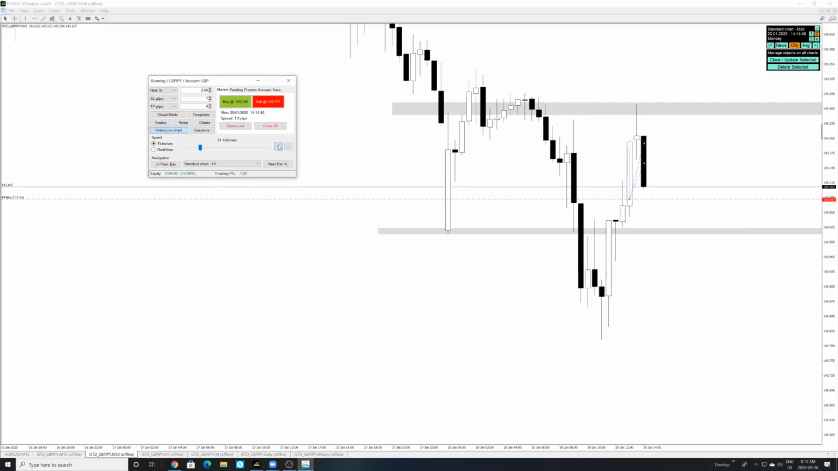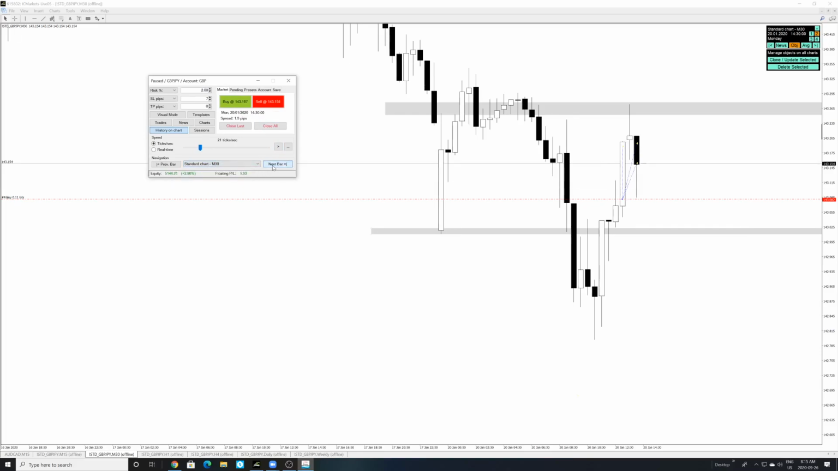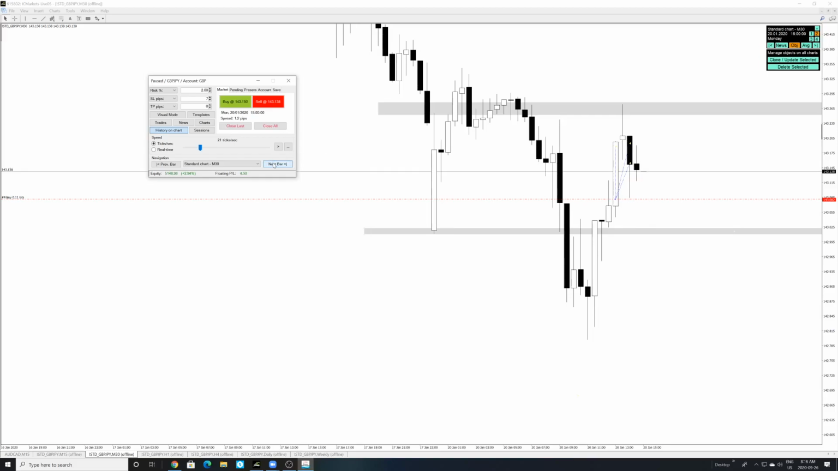So let's take a look at the next 30-minute candle and see how it closes. Oh wow, look at that. Came all the way down. Didn't really stop us out. And this is the New York Open right now.